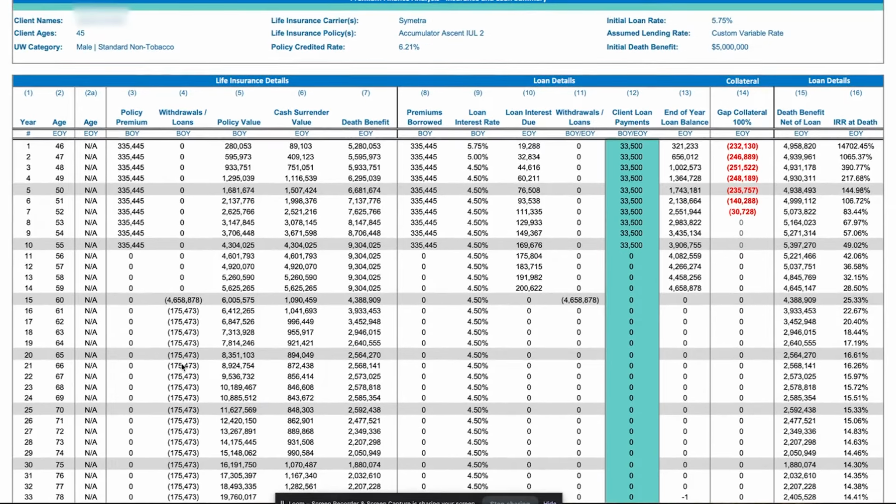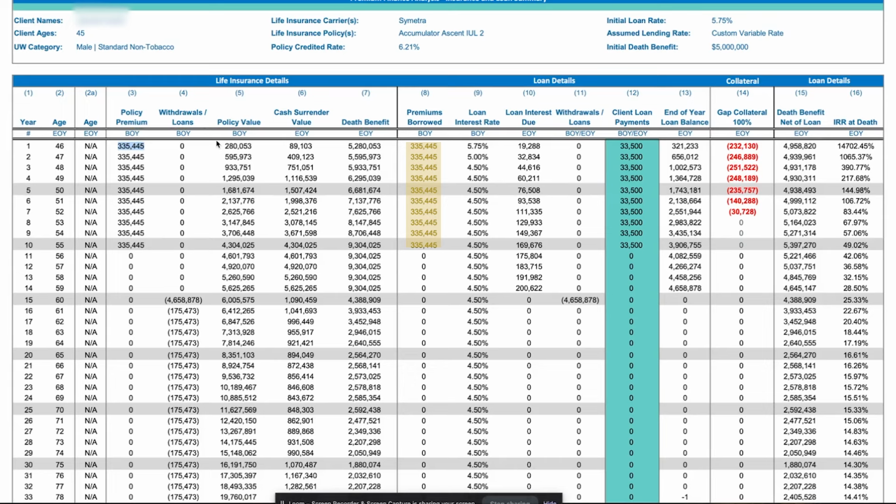So a couple things to look at. Columns 3, 4, 5, 6, and 7 are life insurance policy information coming from the life insurance illustration. For a 45-year-old male, standard non-tobacco, for a $5 million death benefit, the IRS maximum allowed premium is $335,445 per year for this particular policy for 10 years. $335,000 a year for 10 years. So we're going to get a bank in column 8 to finance those premiums on your behalf.